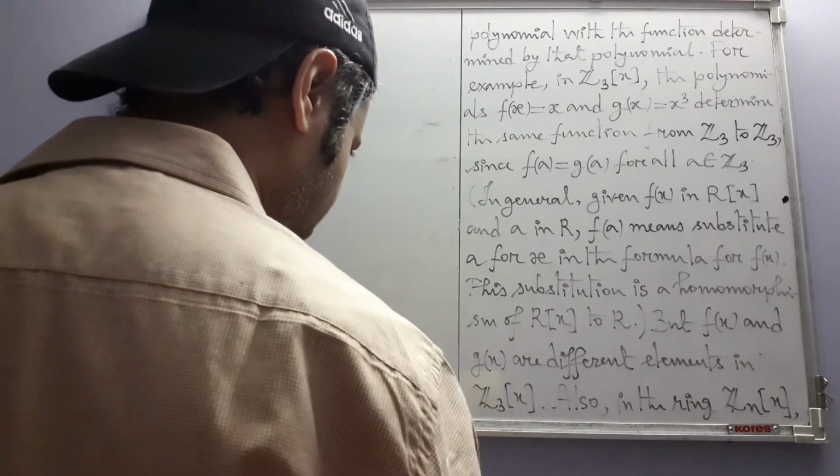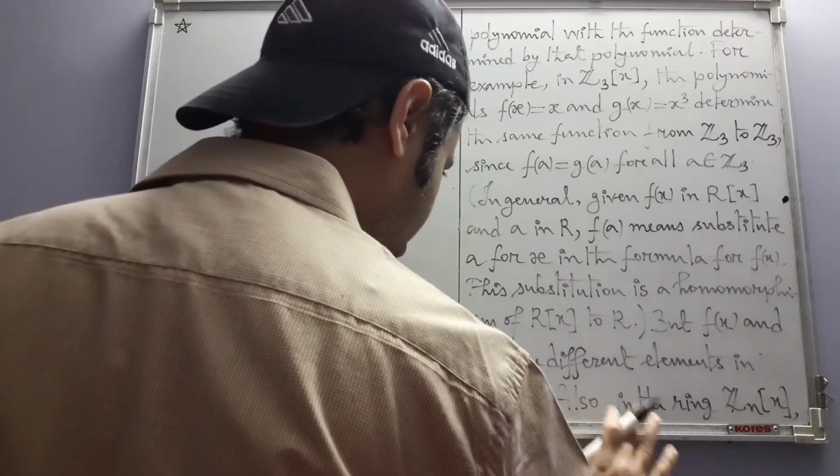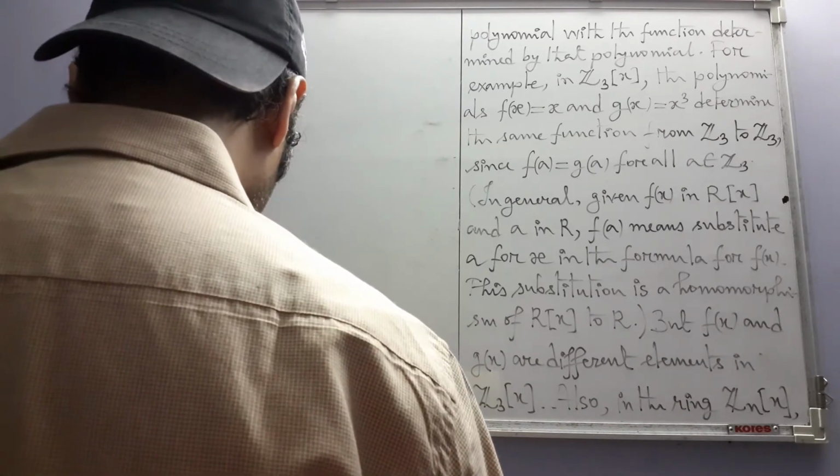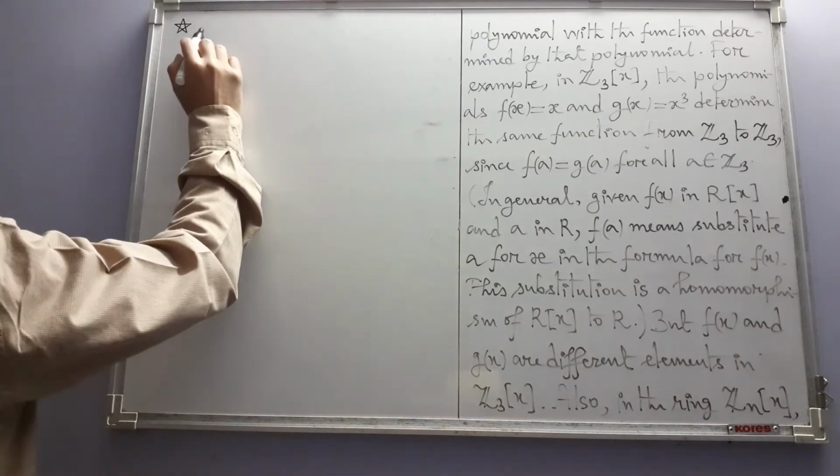So what we are saying here, additionally, is that also in the ring Zn[x], be careful to reduce only the coefficients.